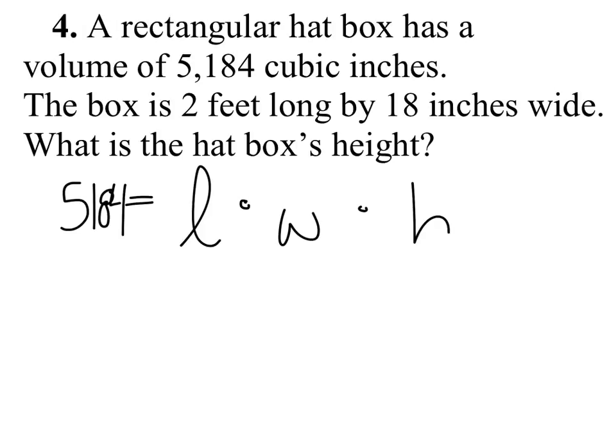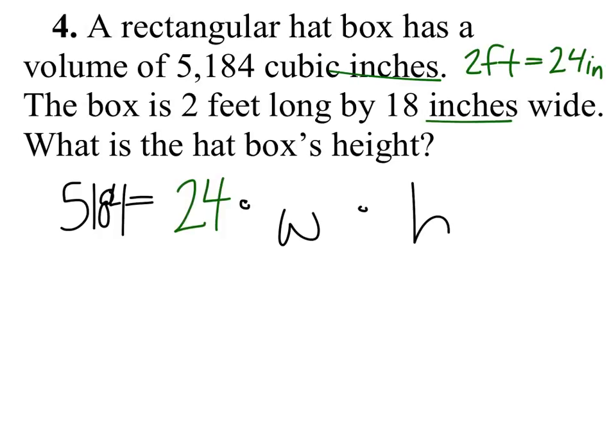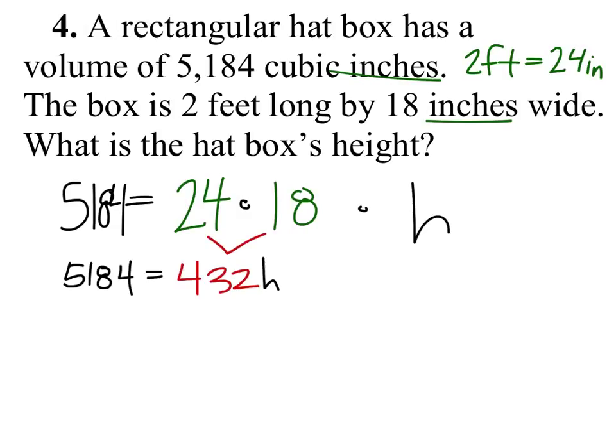Now we need to be careful at this point because it says that the length is 2 feet long, but we need to remember that so far we're comparing everything in inches, so we need to change that 2 feet into inches. And 1 foot is 12 inches, so 2 feet would be 24 inches. So we need to replace the length there with 24 inches. Then we can see that the width is 18 inches. And this gives us the equation as we have it. We'll do 24 times 18.